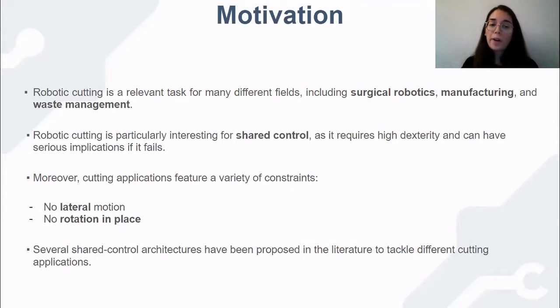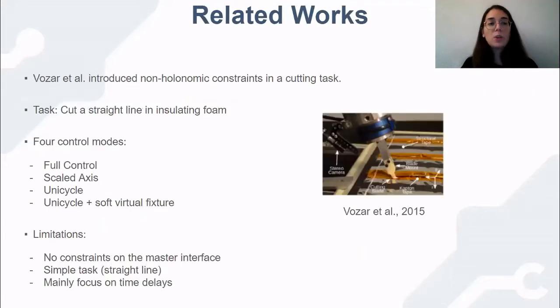And several shear control architectures have been presented to deal with this issue. For example, in the work of Wazar et al., the authors introduced non-holonomic constraints in a cutting task. The task consisted of cutting a straight line in insulating foam, and the authors compare four different control modes. The main limitations of this work are, however, that no constraints are propagated on the master interface, and the task considered is fairly simple, so they only consider a simple straight line. They also mainly focus in their work on time delays, which are not present in our system.